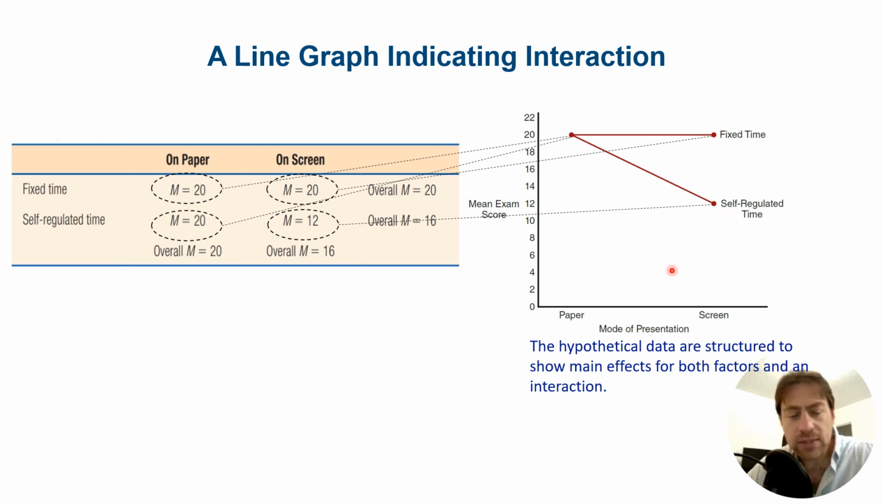And now this creates this line graph, which allows you to visualize your data, and also it tells you whether or not there's an interaction. And here's how you know. If the lines are parallel, then there is no interaction. However, if the lines are not parallel, as is the case here, that would be evidence of an interaction.